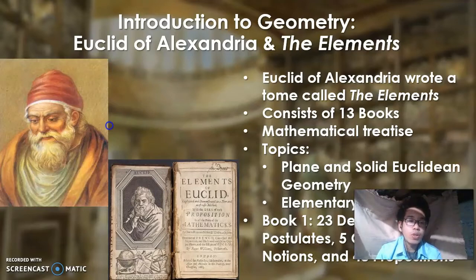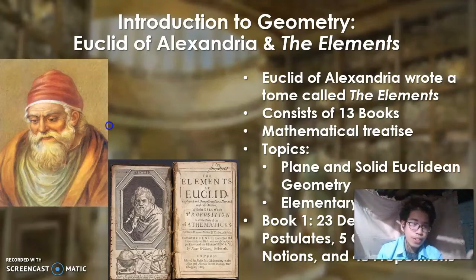Okay, so the book, the Elements, contains 13 books, and Book 1, the first book, contains 23 definitions, 5 postulates, 5 common notions, and 48 propositions. So I will post a link on this video to the online version of the Elements, so that you can personally view the first book itself in its online version. You will see there the 23 definitions that Euclid himself laid out.